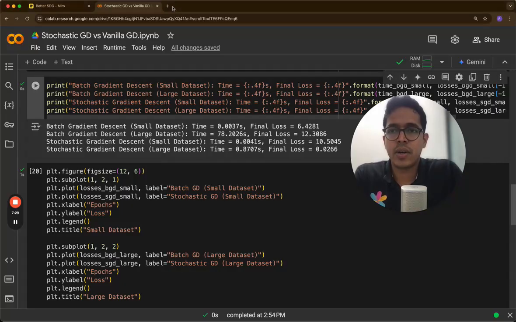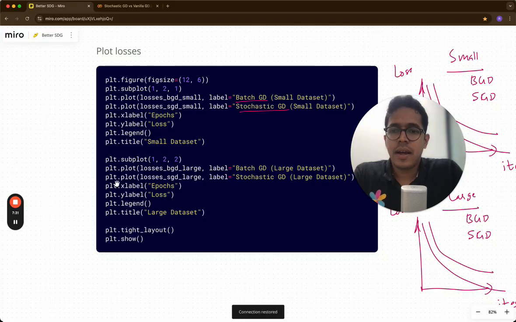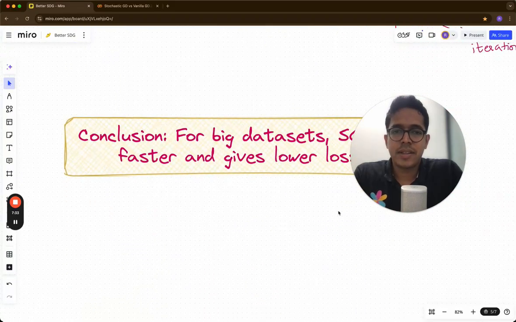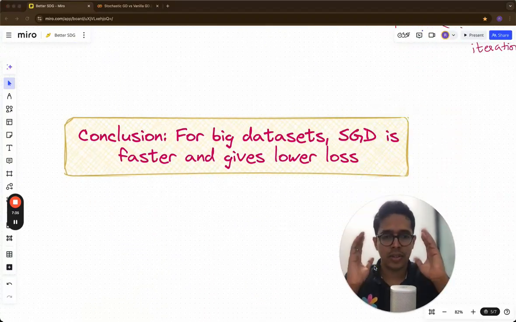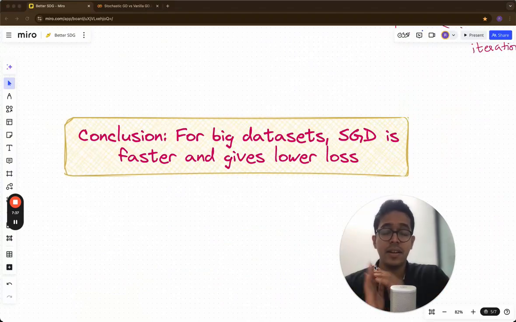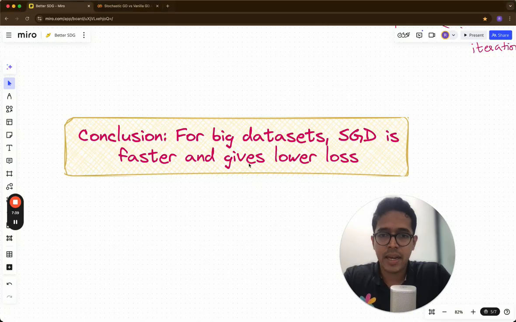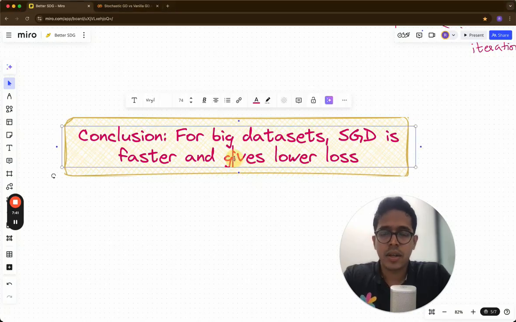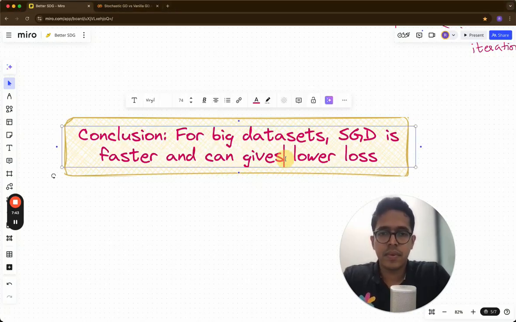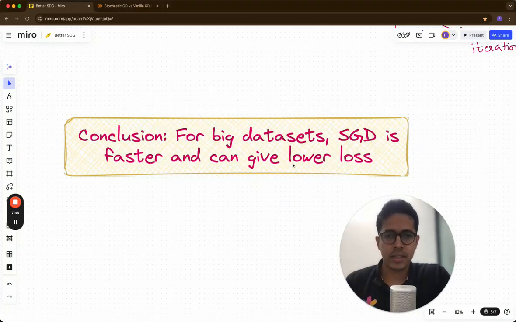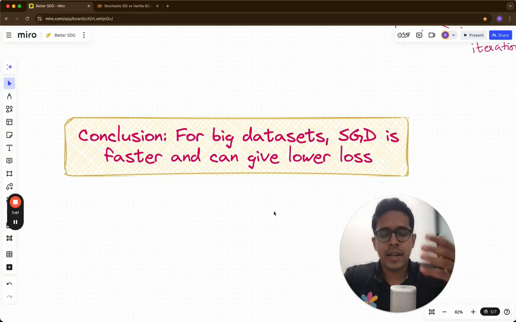Now let's go back to our notebook. The only conclusion here is that for big data sets, stochastic gradient descent is faster. And okay, I will not claim that it gives lower loss, though it can give lower loss. I don't think it's always guaranteed, but you clearly see that it's much faster, 100 times faster.